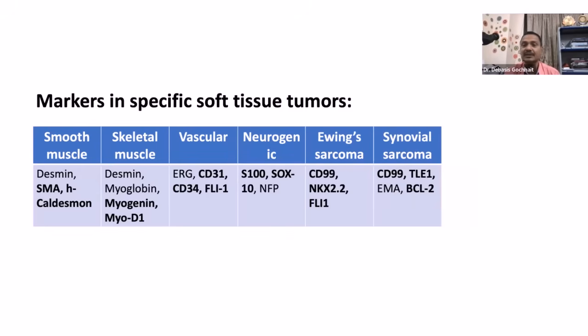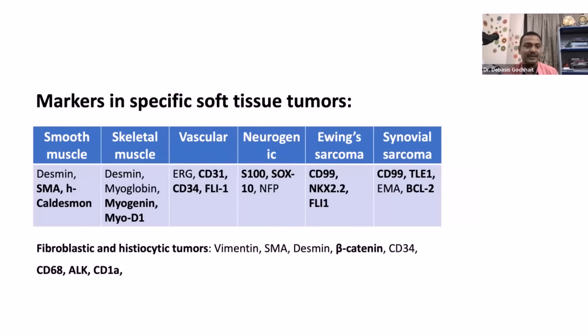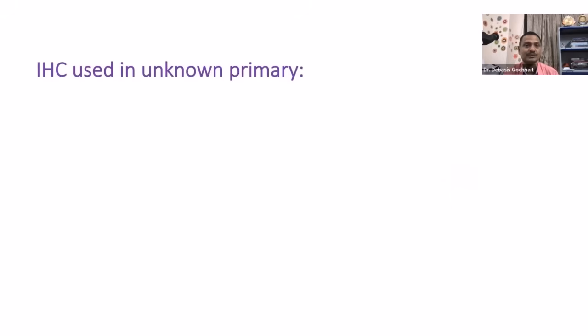Then comes synovial sarcoma. Synovial sarcoma is another tumor that happens in young males. You may get a couple of questions related to synovial sarcoma. Not that important, but TLE1 is one of the markers that is found. BCL2 can also be tried. And then there are some fibroblastic and histiocytic tumors like desmoid tumor. I told you beta catenin is a marker for desmoid tumor. If you want, you can remember it, but it is not that important. But whatever I have put in the table, your smooth muscle, skeletal muscle, vascular, neurogenic, and Ewing sarcoma, these are some commonly asked markers. You may come across them in MCQs.